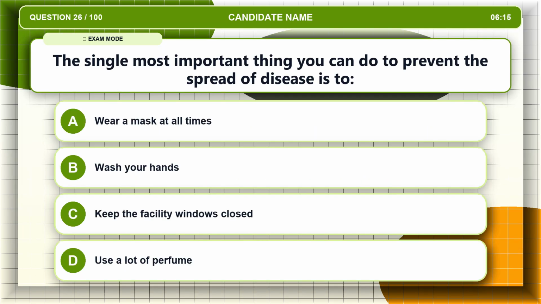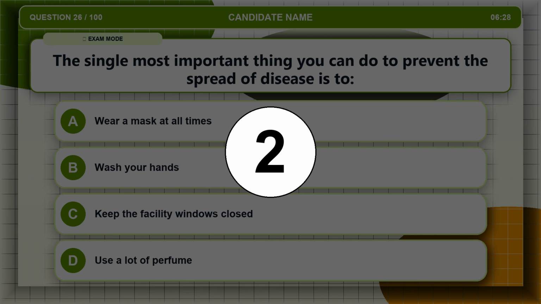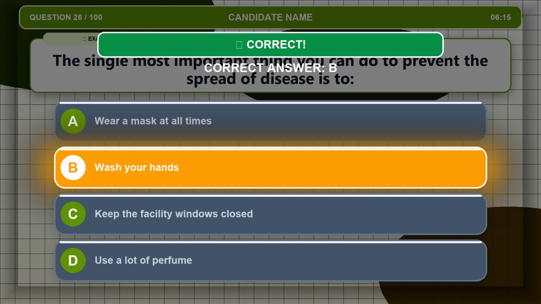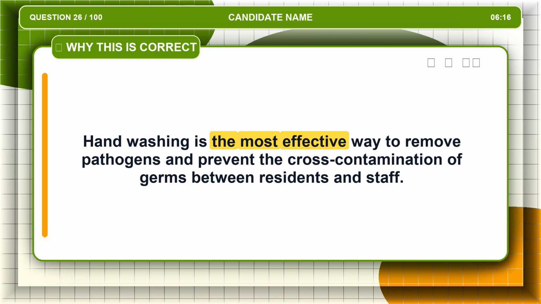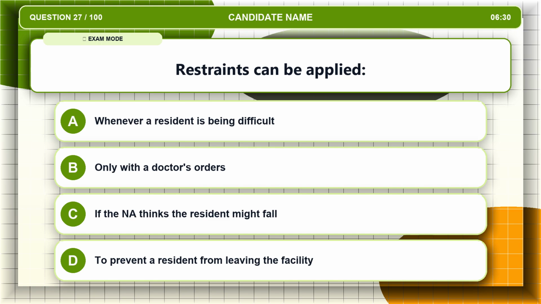Question 26. The single most important thing you can do to prevent the spread of disease is to Option A. Wear a mask at all times. Option B. Wash your hands. Option C. Keep the facility windows closed. Option D. Use a lot of perfume. The correct answer is option B. Wash your hands. Hand washing is the most effective way to remove pathogens and prevent the cross-contamination of germs between residents and staff.